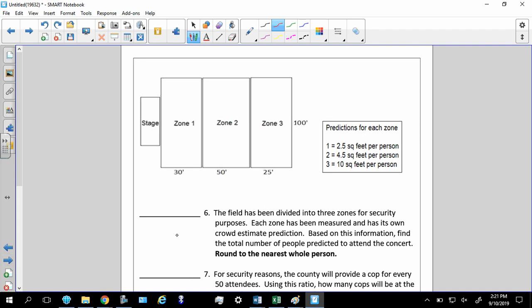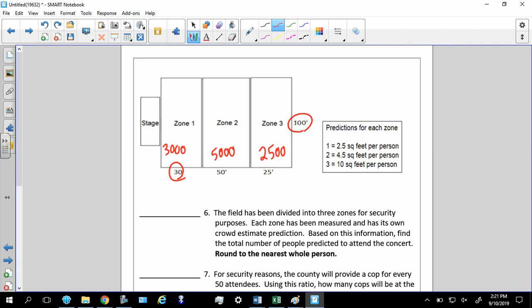The field has been divided into 3 zones. All right, so we've had this question several times. The first thing I need to do is find the square footage. So I'm going to take the width of one zone and multiply it by the height, or width and length, however you want to say it. So the square footage is 3,000. The square footage of zone 2 is 5,000, I'm sorry. And then the square footage of zone 3 is 2,500.